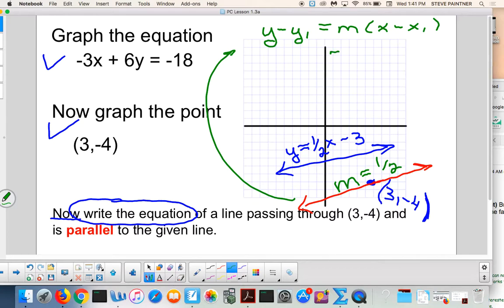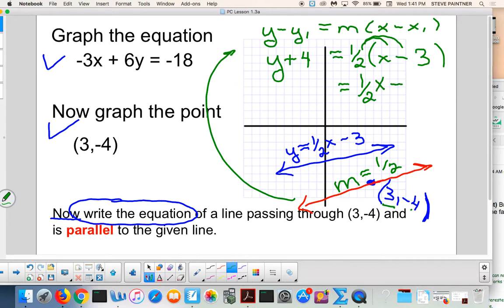So you would put what in for m? 1/2 x minus what? 3 y minus what? -4, which makes what? Positive. You would run this through and get 1/2 x minus 1.5. Okay, can I just say 3/2? Because that is 1.5.